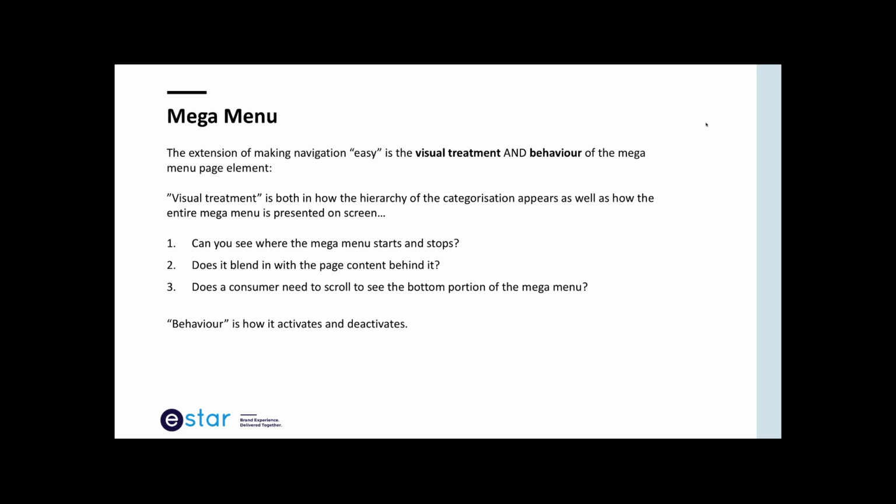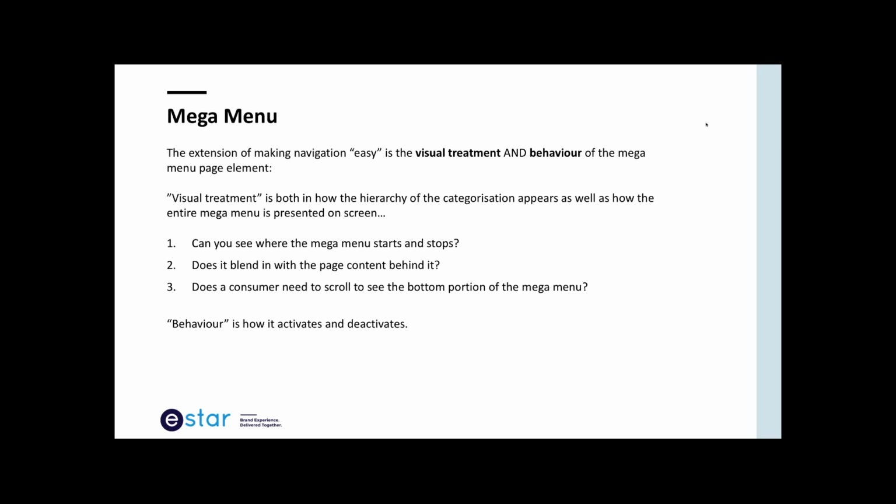Number one, can you see where the mega menu starts and stops? Is there enough contrast in the mega menu? Does it blend in with the page content behind it? Does a consumer need to scroll to see the bottom portion of the mega menu? This is back to that fold rule of engagement we talked about already. Then when I'm talking about behavior, this is about how it activates and deactivates. Now, how many of you listening with your mouse, you've activated the mega menu and you've moved your mouse over to a category that you want to click within the mega menu and the mega menu disappears?